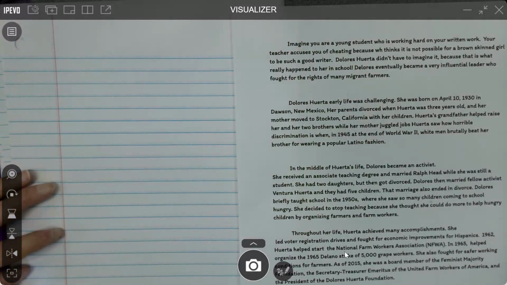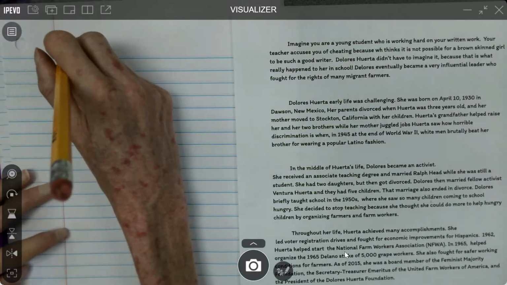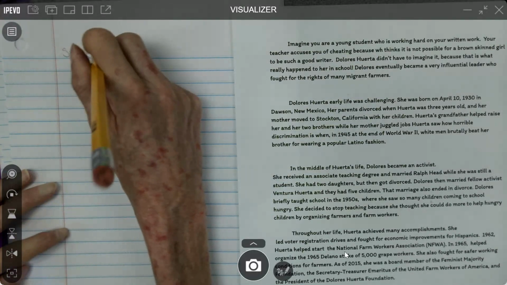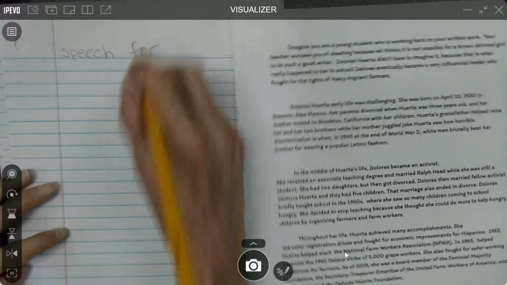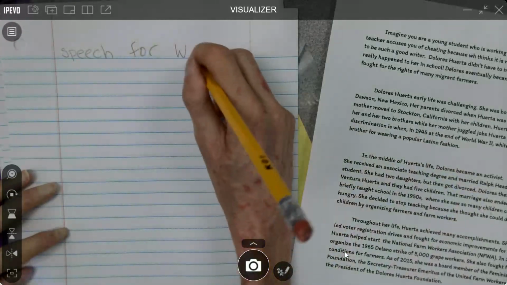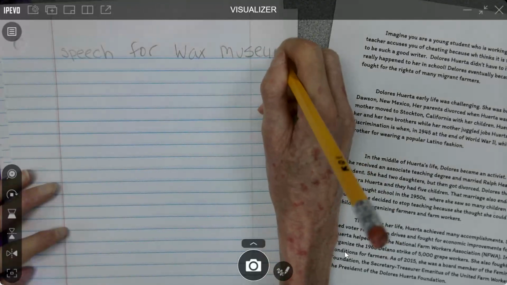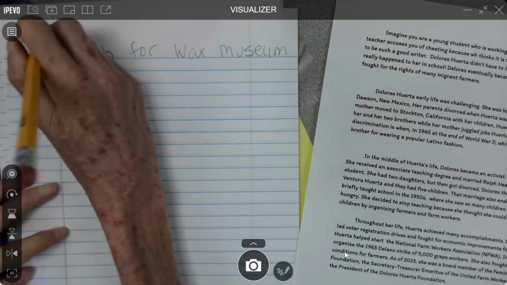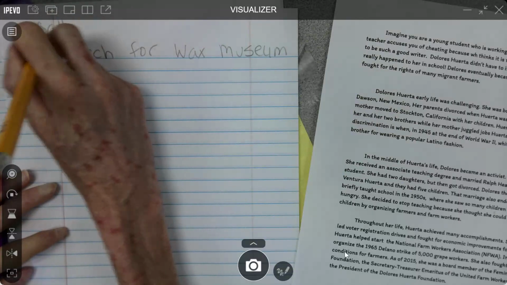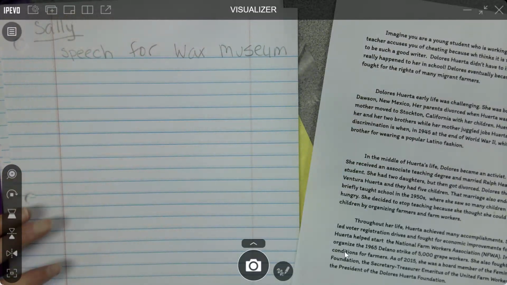You're going to take a plain piece of notebook paper and just write speech for wax museum. You're going to want to make sure you put your name there as well because we've got lots of students participating. We don't want to get confused.